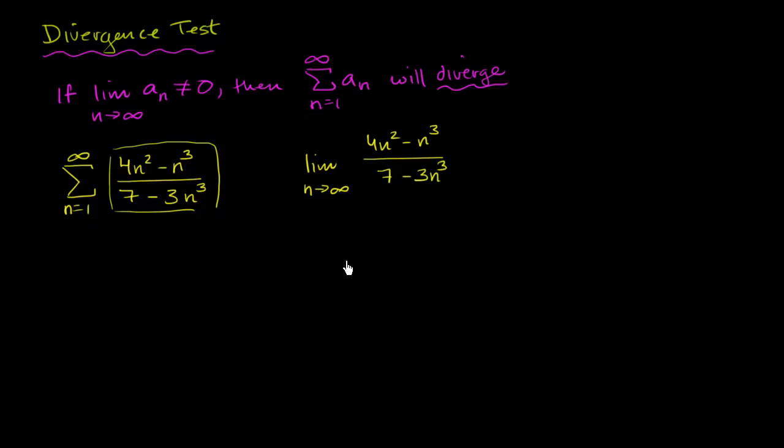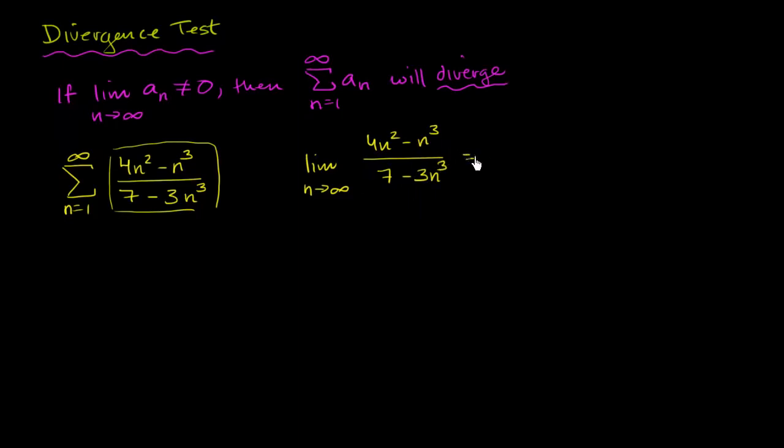Well, there's a couple of ways to think about it. One way is to say, look, as n goes to infinity, the highest degree terms in the numerator and the denominator are the ones that matter. And so this is going to approach negative n to the third over negative 3n to the third, which would approach negative 1 over negative 3, which would be positive 1/3.